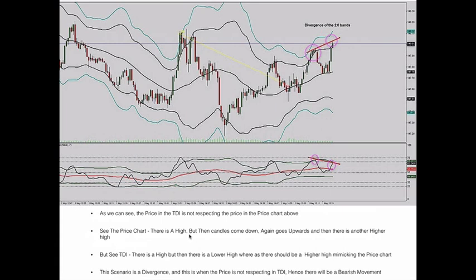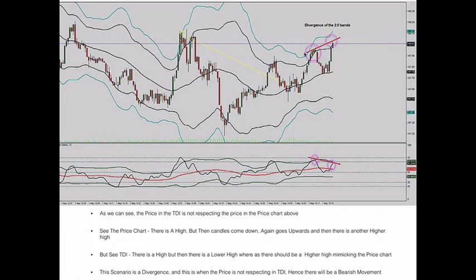See the price chart, there is a high, but then candles come down, go upwards again, and then there is another higher high. But on the TDI there is a high here, but then there is a lower high. There is a high, but it's lower than this high, right? So it should not be something like that. There should be a higher high mimicking the price chart. It goes up, comes down, goes higher than this point, but it is not happening. Going up, coming down, and it's just still here. So as you can see, this pattern is called a divergence.